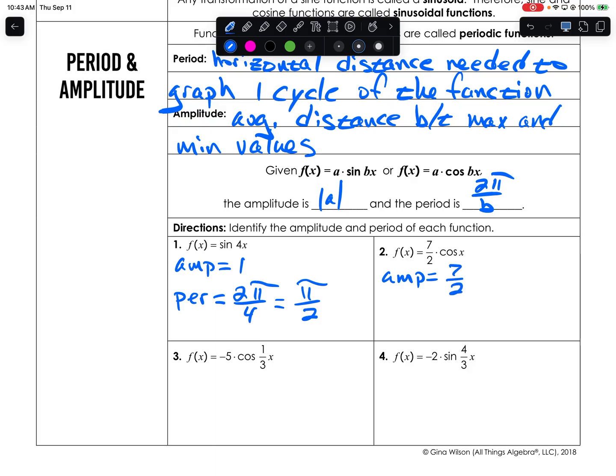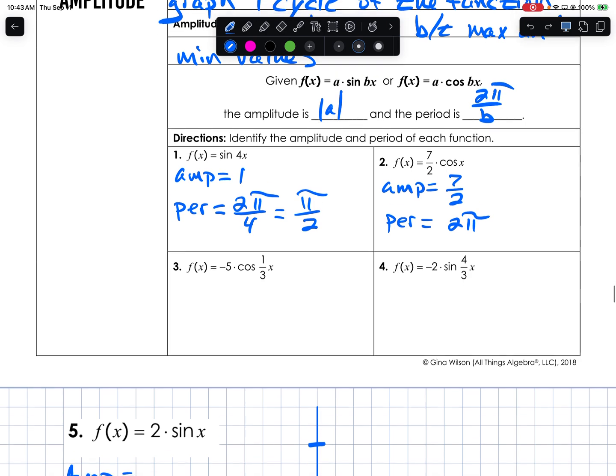Okay, what's the amplitude of this one? 7 over 2. The period is 2 pi over 1, which is still 2 pi, right? Because what's in front of the x is a 1, but you don't have to divide it by 1. Okay, what's the amplitude for number 3? 5, right? Because it's absolute value.